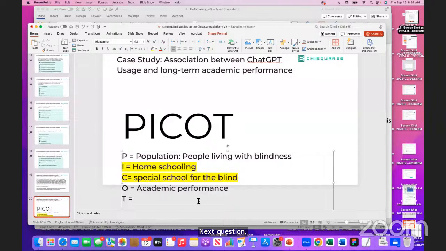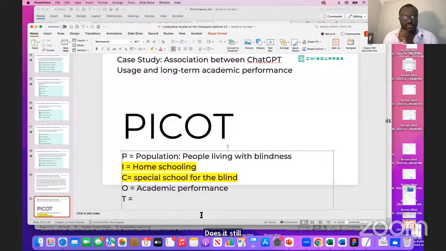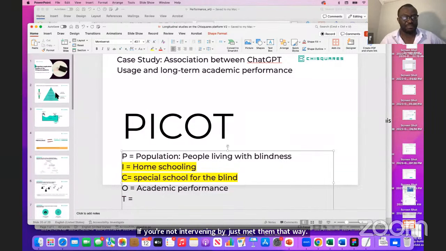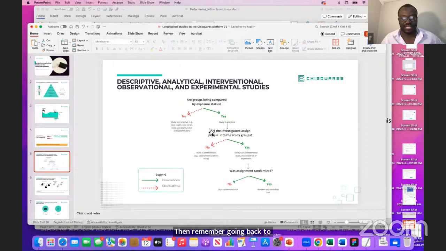What if you find both groups already set up, i.e. homeschoolers and special schoolers? Does it still remain an RCT or it becomes a cohort? If you met them that way, remember that intervention, I, means you are intervening, right? If you're not intervening, but you just met them that way, then remember, going back to our previous slide, did the investigators assign people into the study groups? If it is no, then that's an observational study. If it is yes, then it's an interventional.